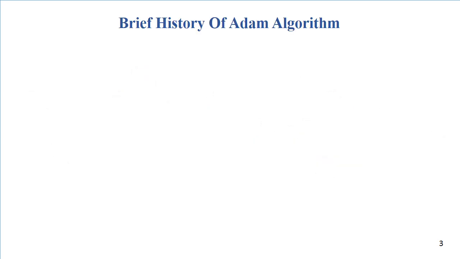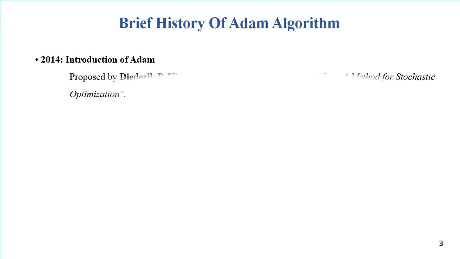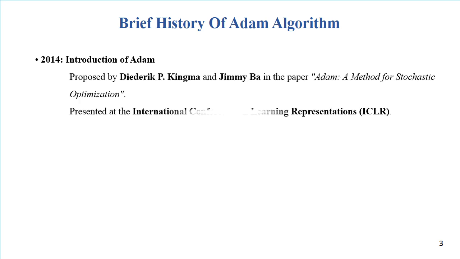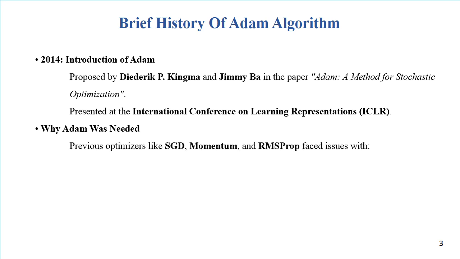This method was introduced in 2014 by Diederik P. Kingma and Jimmy Ba as a stochastic optimization method at the International Conference on Learning Representations (ICLR). The motivation behind proposing this method is that earlier optimization algorithms, such as SGD, Momentum, and RMS-Prop, face several limitations and challenges. The first issue is the use of fixed learning rates.